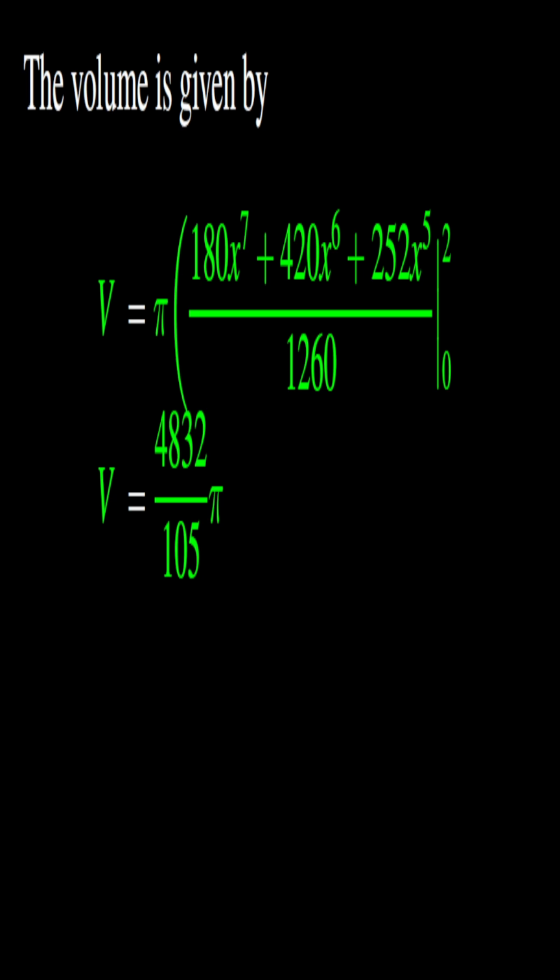Evaluating the antiderivative from 0 to 2 of pi times 180x to the power 7, plus 420x to the power 6, plus 252x to the power 5, over 1260, gives us the volume of the solid, which is pi times 4832 over 105. Therefore, the volume of the solid is pi times 4832 over 105.